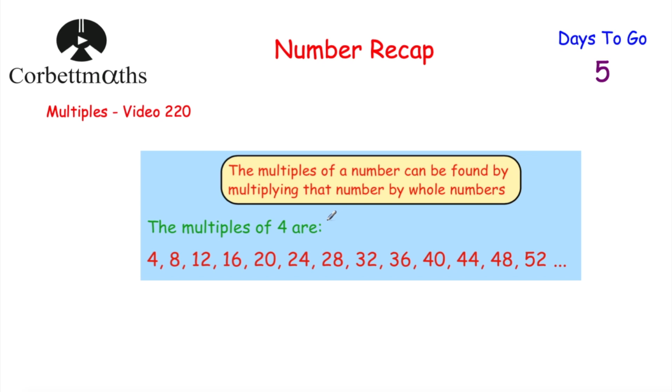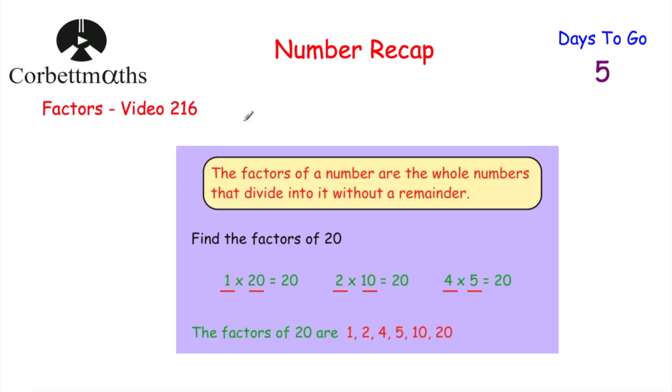Okay, next, multiples. So the multiples of 4 are 4, 8, 12, 16, 20, 24, and so on. So make sure you know the multiples of numbers. So for instance, the multiples of 9 would be 9, 18, 27, 36, 45, and so on. So that's multiples.